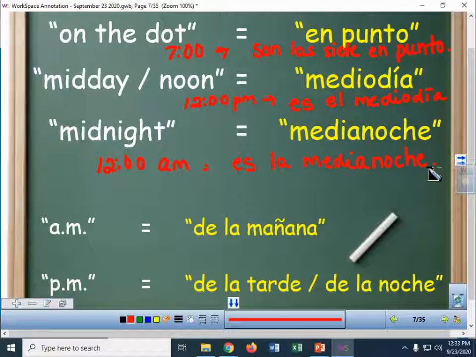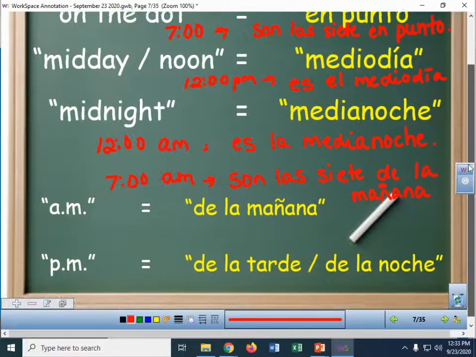Yes. So then I have a.m. and p.m. a.m. is de la mañana. So if I say 7 a.m., son las 7 de la mañana.